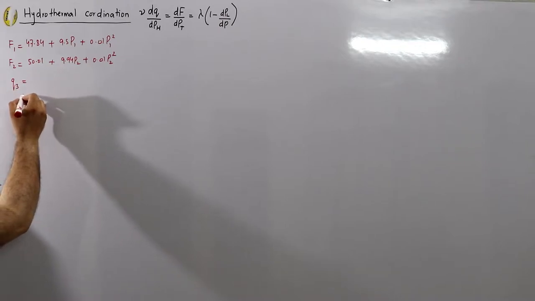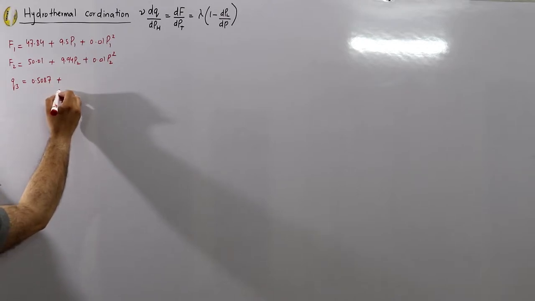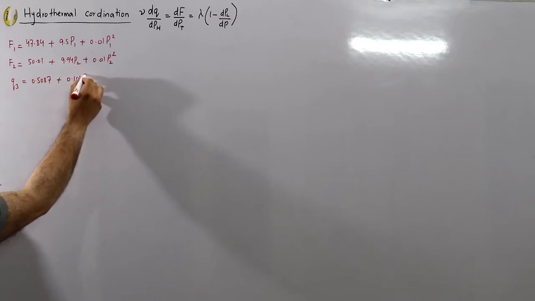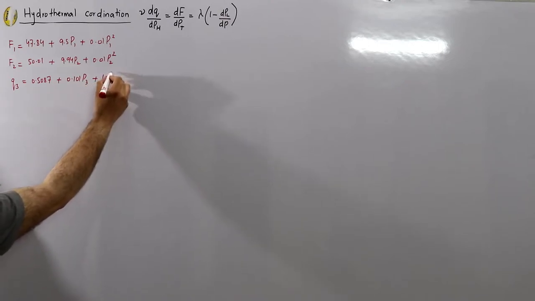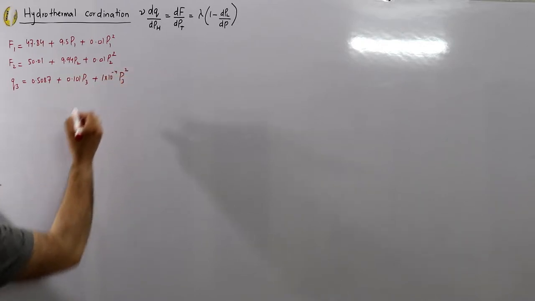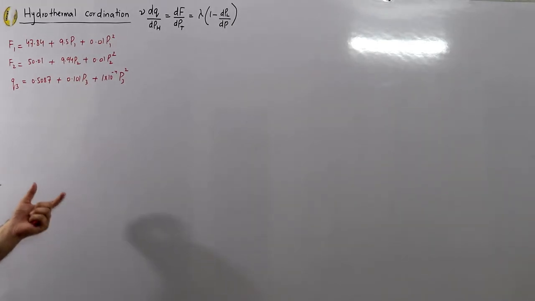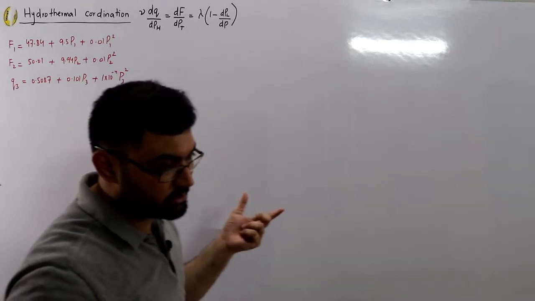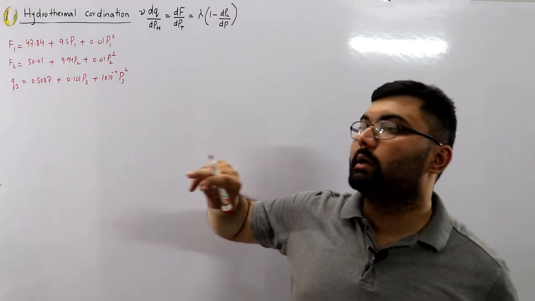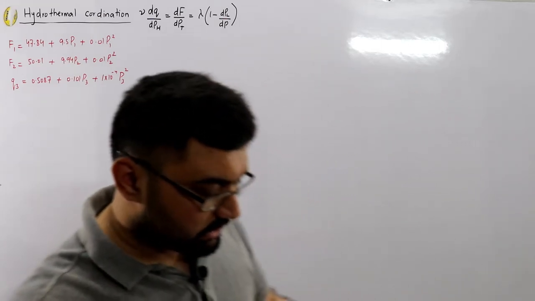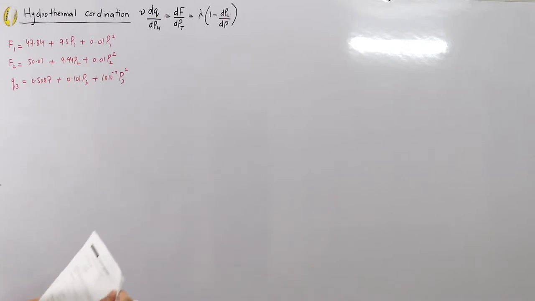0.5087 plus 0.101 P3 plus 1 into 10 to the power negative 4 P3 whole squared. If units are not given, consider the standard units. That is, F would be in megabtu per hour and the discharge would be in million cubic feet per hour. The loss formula is given by what?